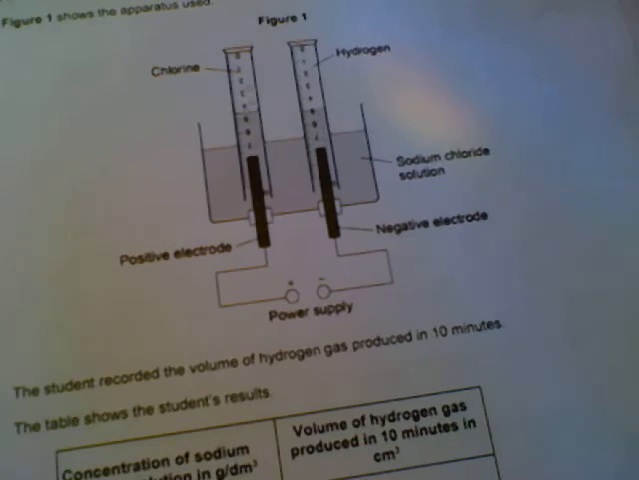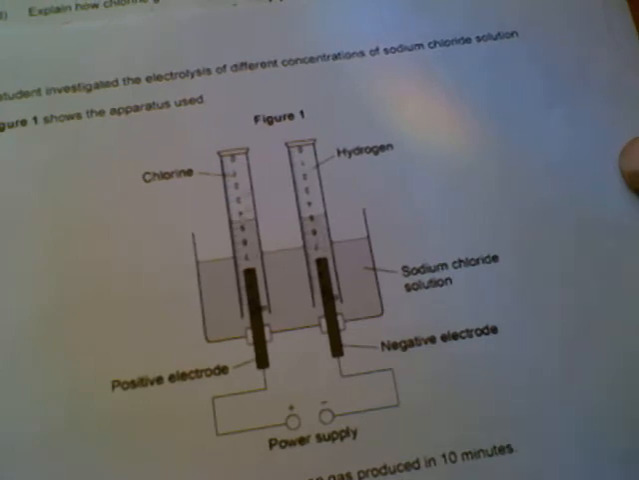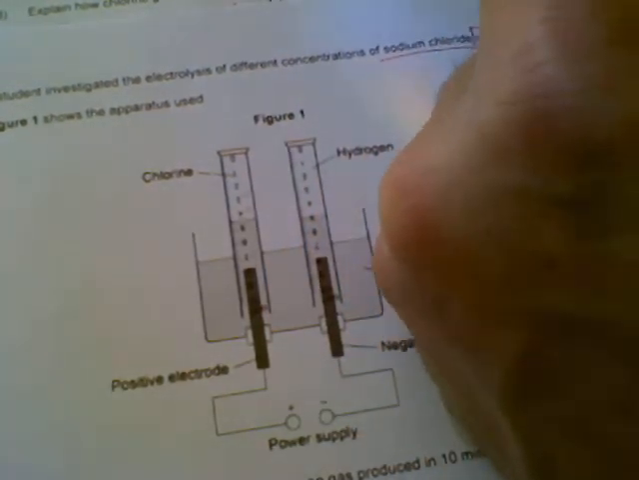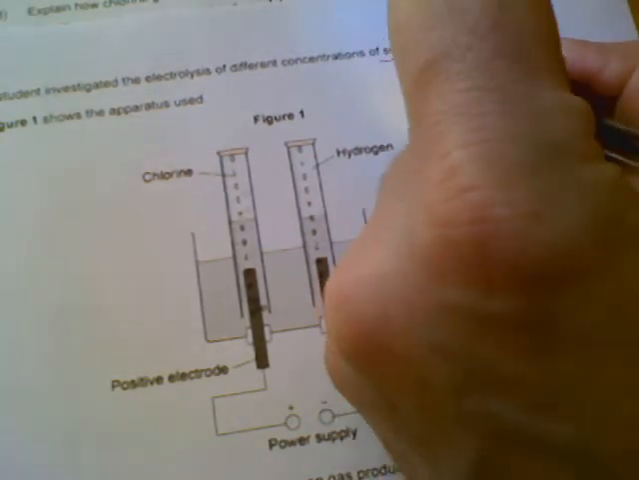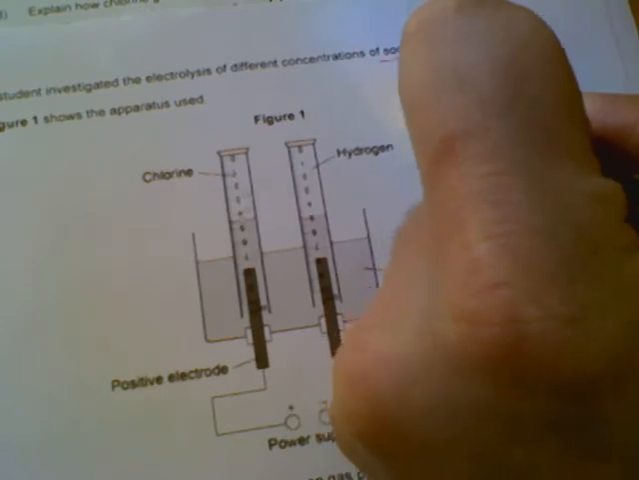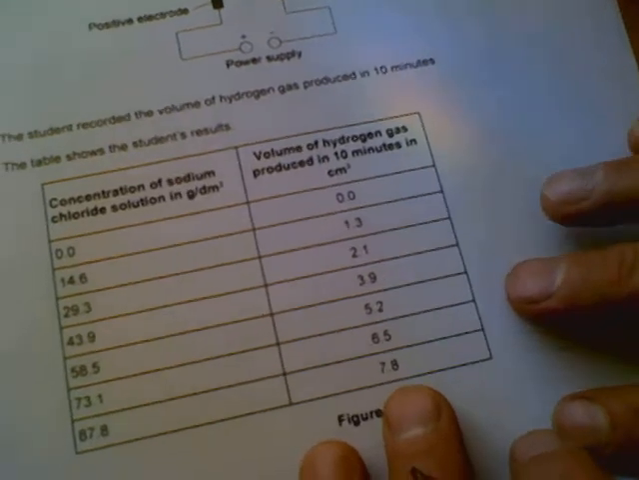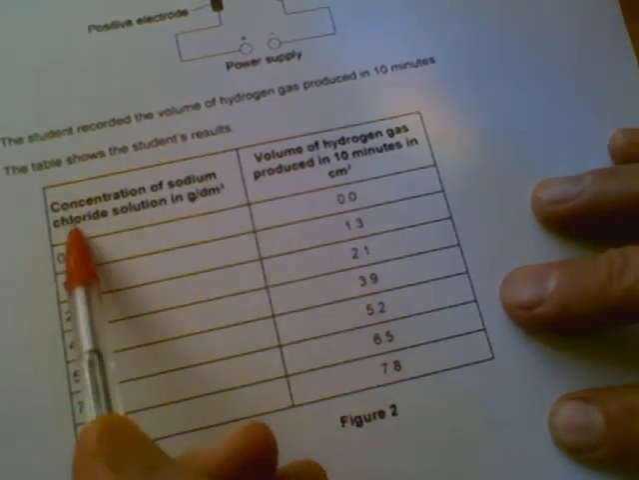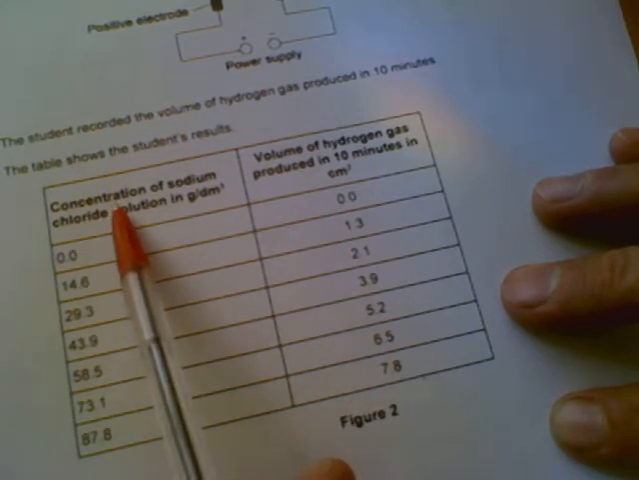Okay, another electrolysis, this time sodium chloride solution. So again, use the information they give you, it's solution. So we know water's in there, okay? So the ions involved here are Na+, Cl-, OH-, and H+, okay? They give some information about concentration of sodium chloride solution, and as that changes, the volume of hydrogen gas that is produced. So that's what's measured. So this is the dependent variable, the thing that's measured. This is the independent variable, the thing that we choose to change.